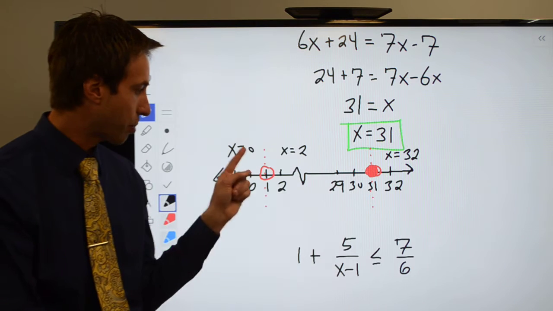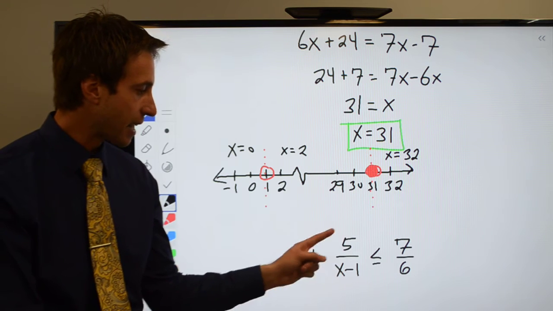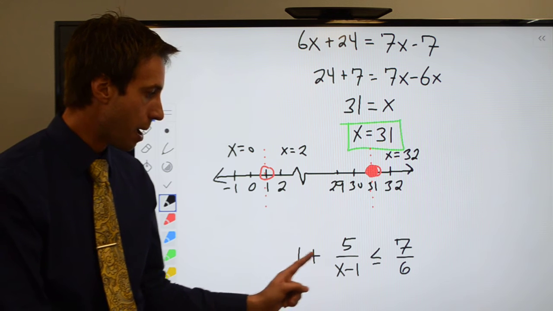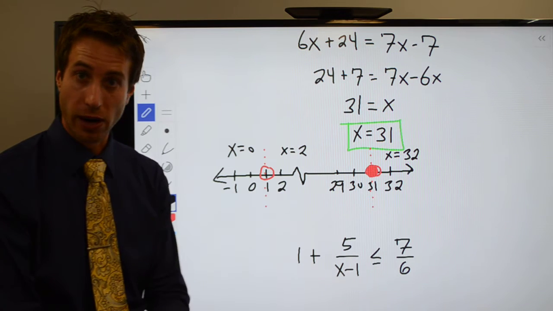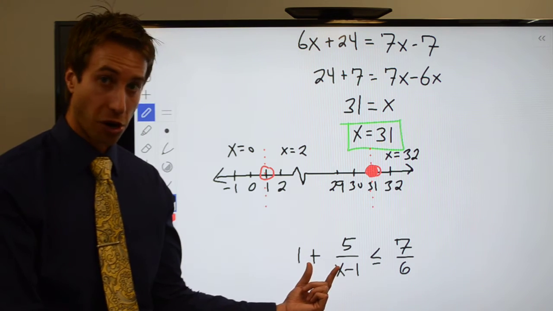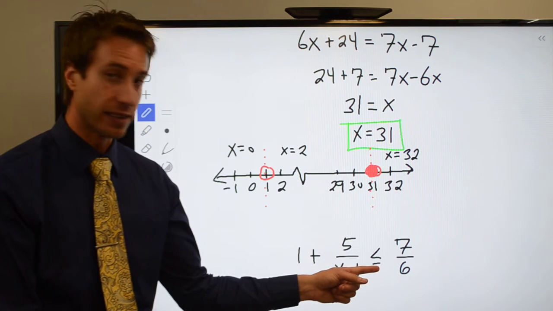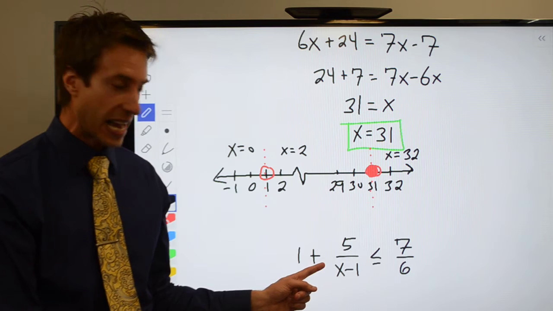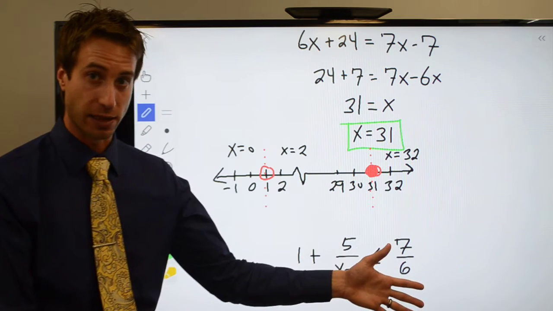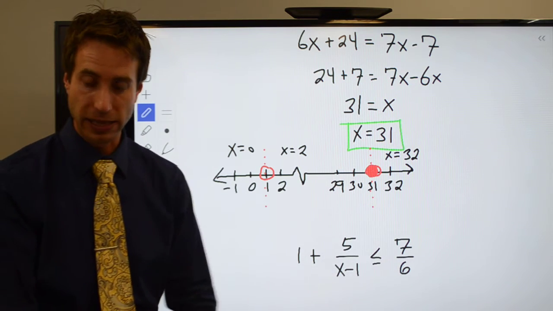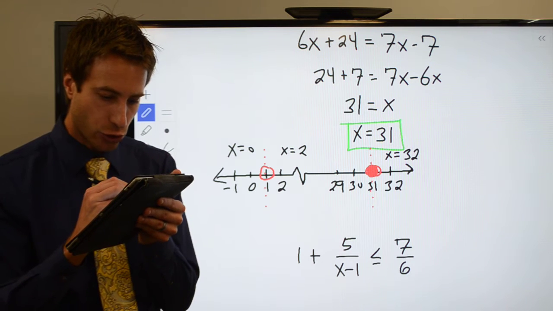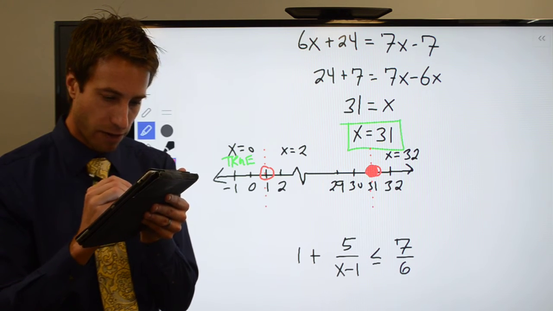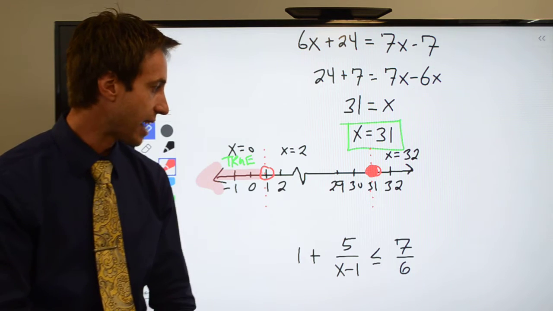So here's what happens. If I plug in a 0, that means I have 5 divided by a -1, which of course is -5. So 1 minus 5 is -4. Now, is -4 less than 7/6? Well, absolutely. -4 is negative, 7/6 is positive. A negative number will always be less than a positive number, so that's true. And these guys are part of my solution region, everybody in that direction.